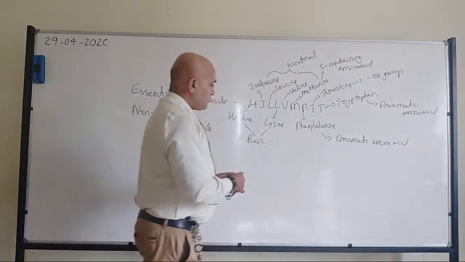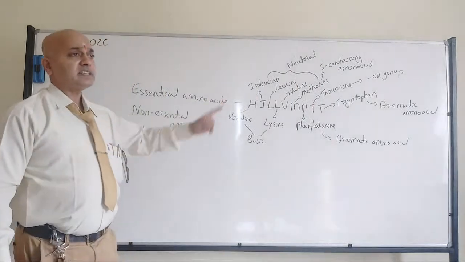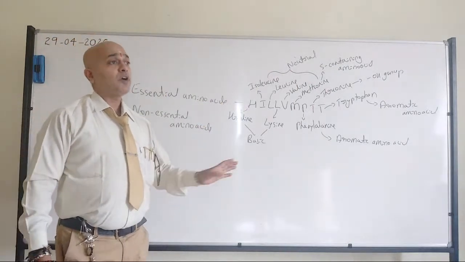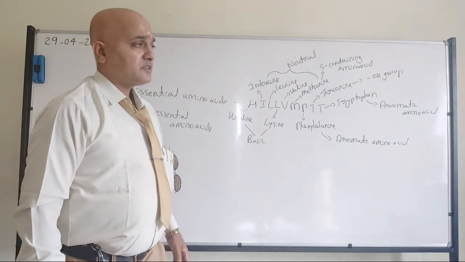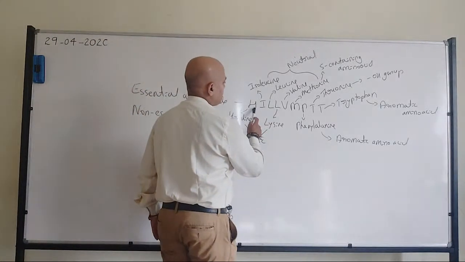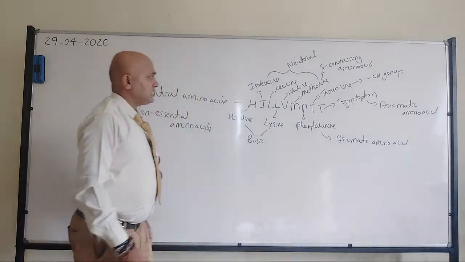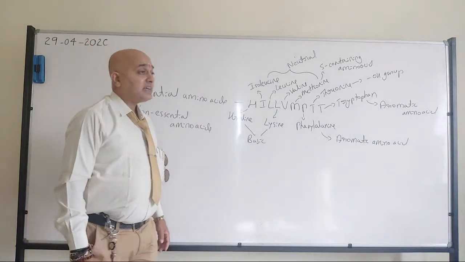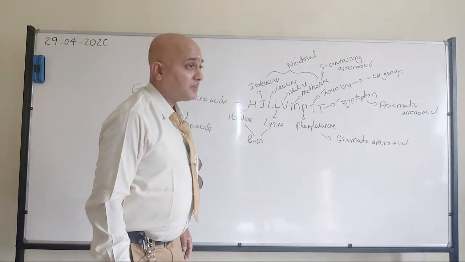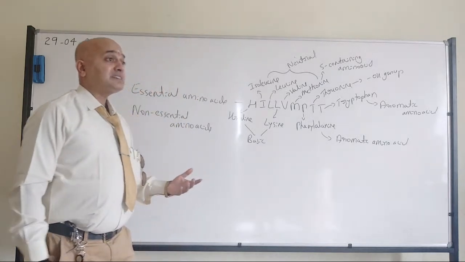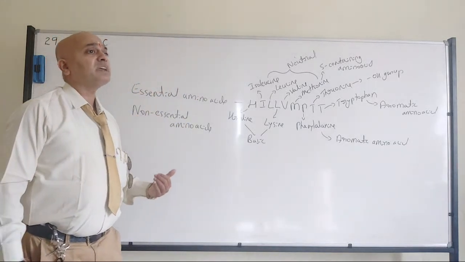So these are some of the amino acids which are essential, which our body cannot synthesize. Approximately 9 should be there. 1, 2, 3, 4, 5, 6, 7, 8, 9. So yes, 9 amino acids. They are essential. Right? Now, the remaining 11 we can synthesize.